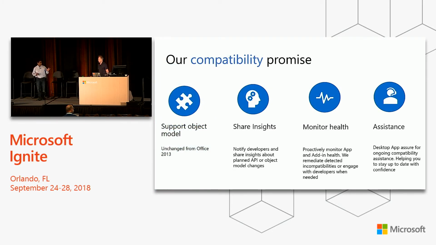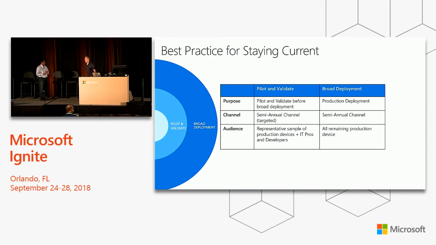So if you just go back on that a sec. One of the reasons we recommend having people on semi-annual targeted is so you can get an early warning if something is going wrong with Compat. But it also gives Microsoft an early warning, because we're monitoring telemetry, seeing if anything is going wrong, so we can detect those issues and fix them before the regular semi-annual channel comes out.